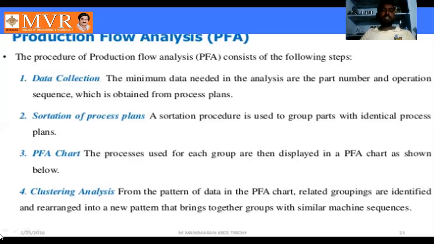In clustering analysis, from the pattern of the data in the PFA chart, related groupings are identified and rearranged into a new pattern that brings together groups with similar machine sequences. This we can call clustering analysis. In the PFA chart, related groupings are identified. Related means the same grouping.